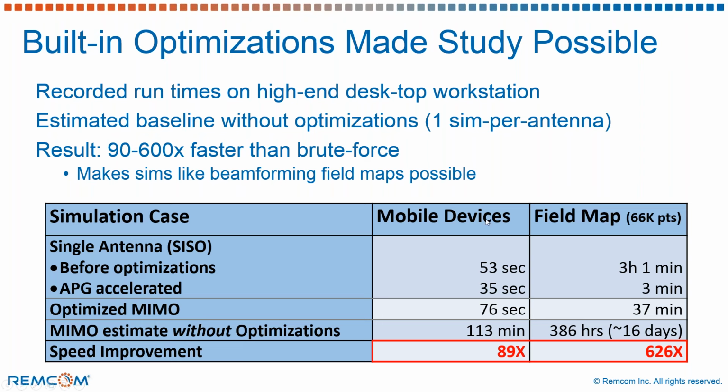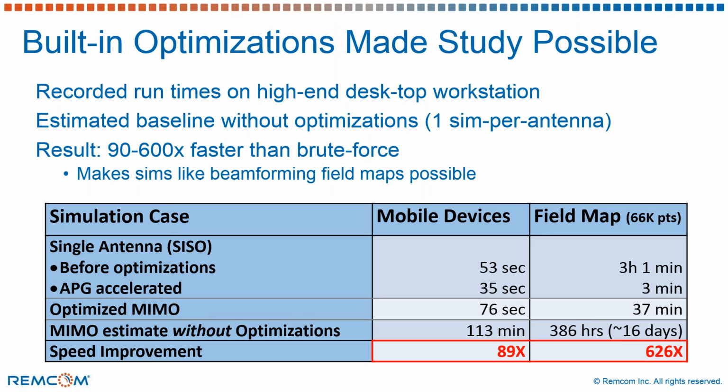So with these 66,000 points, our initial simulation took a little over 3 hours to complete. When we applied the APG acceleration, it completed in about 3 minutes. And when we then expanded from a single transmitting antenna to 128 antennas, it ran at about 37 minutes. And again, if we had taken our original 3-hour simulation and ran them one at a time, it would have run for about 16 days to complete. So we see a speed up here of about 600 times.